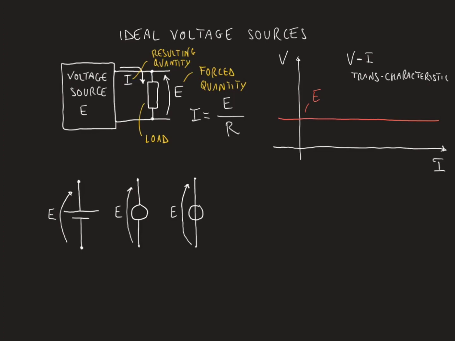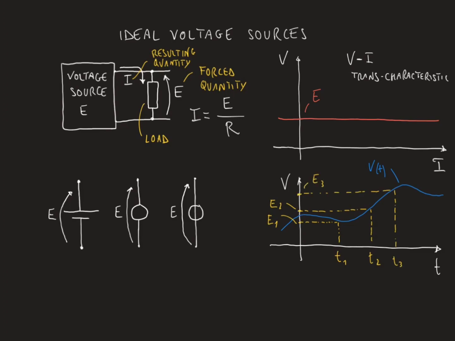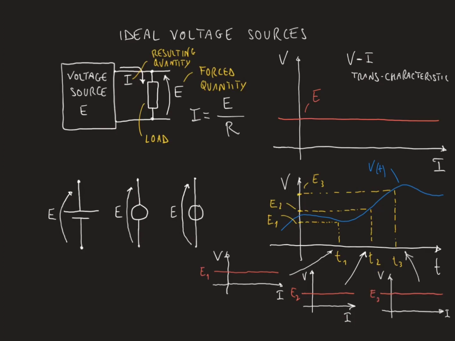In the case of a voltage signal source, the voltage generated by a voltage source can be represented as a function of time. At each particular time, the voltage current characteristic of this voltage signal source will feature a constant value of the voltage, the value assumed by the voltage at that particular time, independent of the current required by the load.